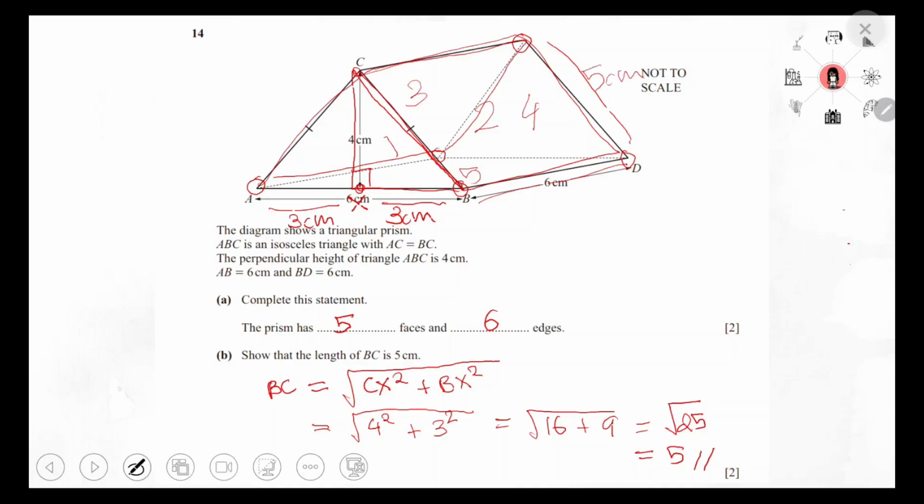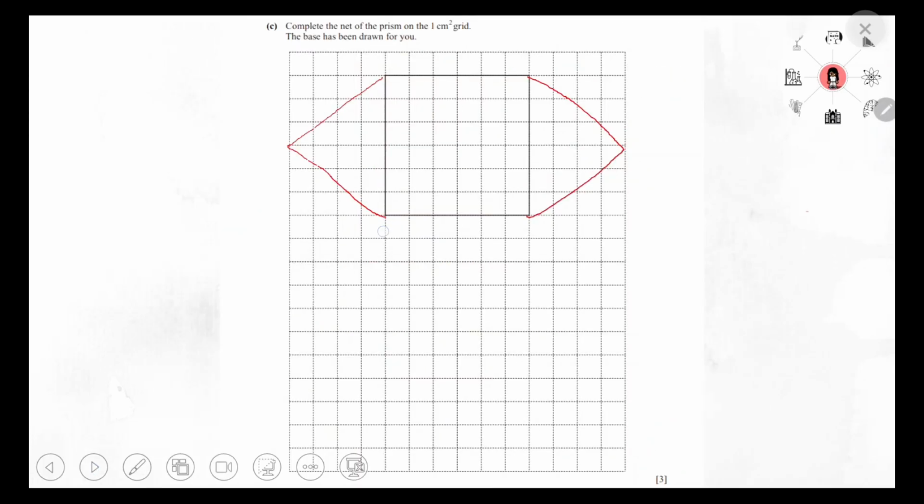Alright. So we draw 1, 2, 3, 4, 5. 1, 2, 3, 4, 5. And 6. Same, another one. 1, 2, 3, 4, 5. 1, 2, 3, 4, 5. 6. This will be the net for the prism.